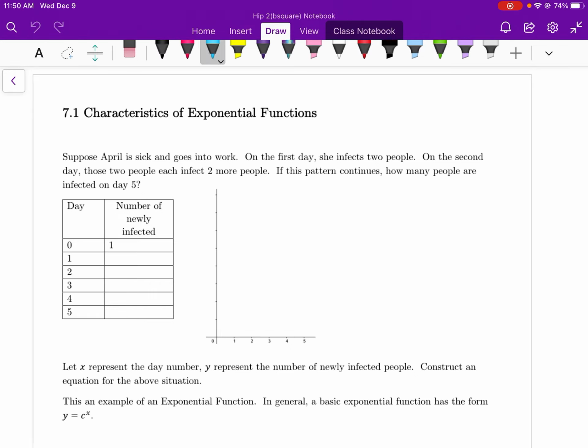So, day 0 indicates generally 1 person. After 1 day, this 1 person affects 2 people. On day 2, the 2 people infect 2 people each, which means they infect 4. Now on day 3, the 4 previous people each infect 2 people, 8. And this pattern continues until day 5.